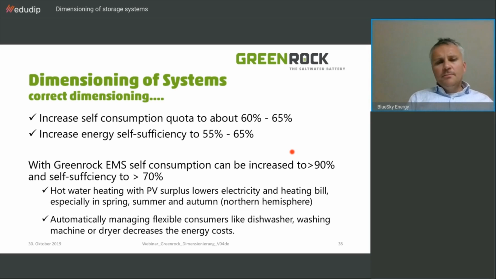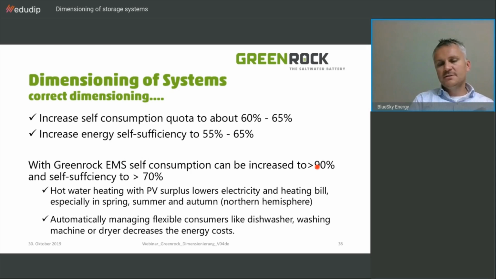So with the correct dimensioning of systems, we experienced that we can increase the self-consumption quota from 60% to 65%. So we can substantially increase the self-consumption quota, and we can also increase the autarky from 55 or 65% for the customer. And with GreenRock EMS, self-consumption can be increased up to 90%, and the autarky can be increased up to 70%. So it's a very powerful mixture that we have.